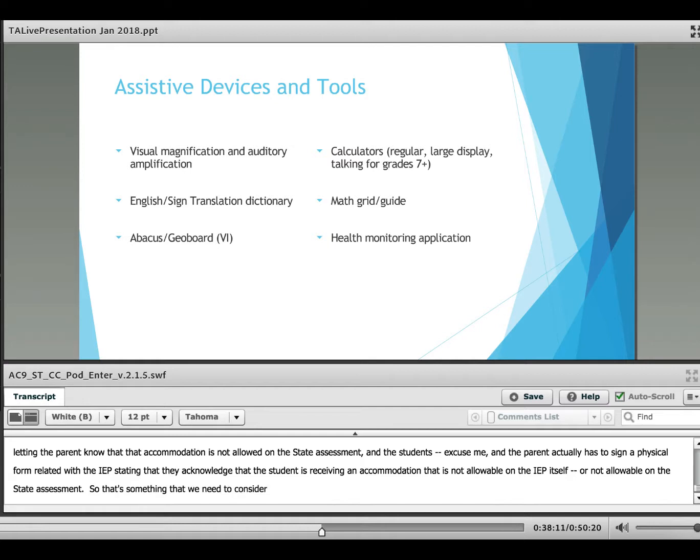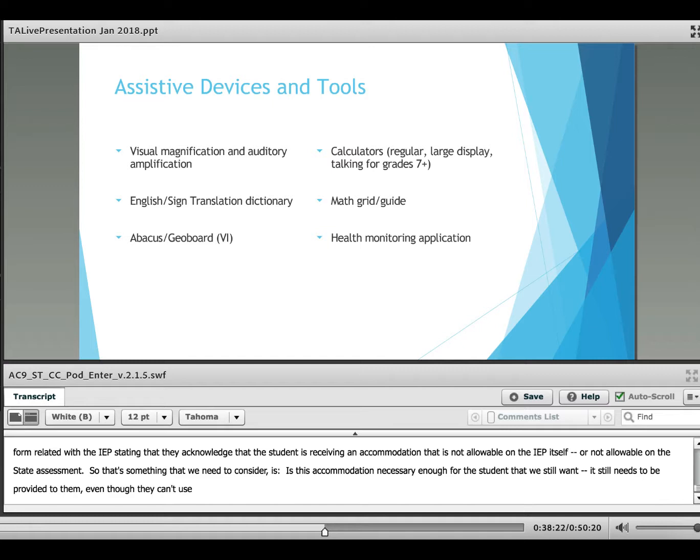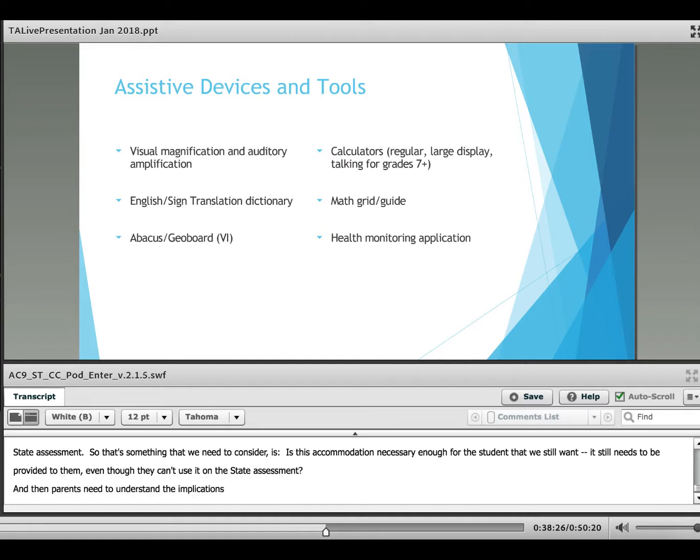So that's something that we need to consider: is this accommodation necessary enough for the student that it still needs to be provided to them even though they can't use it on the state assessment? And then parents need to understand the implications of that.